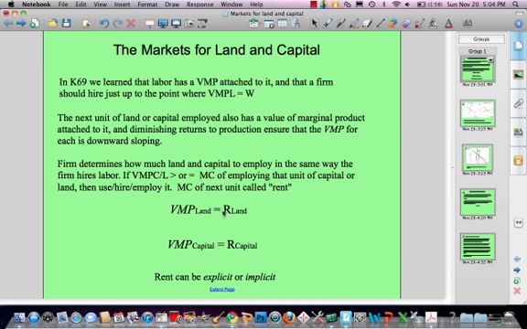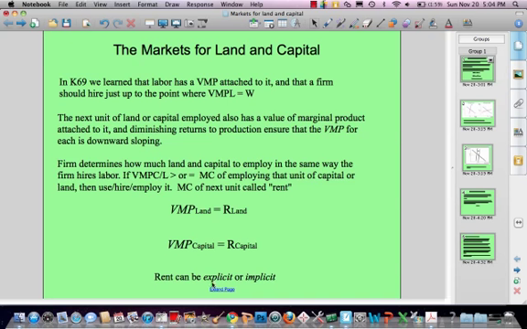So VMP of land equals rent of land. VMP of capital equals rent of capital. So that value of marginal product of land equals rent of land. So you're hiring just up to that point, hiring, purchasing, employing that last unit of land or capital to where they're equal. Keep in mind, rent can be explicit or implicit.